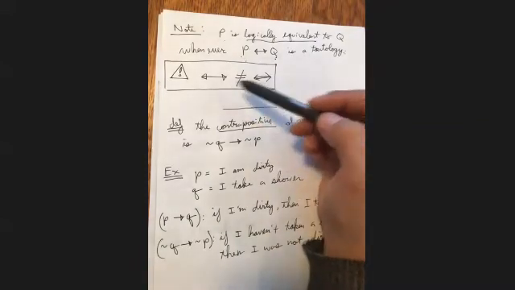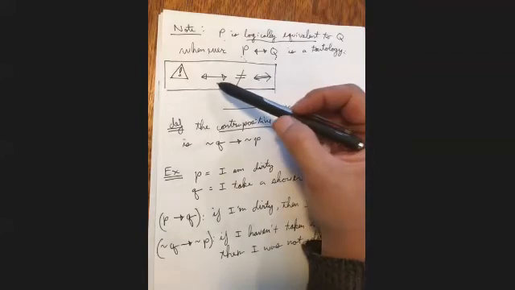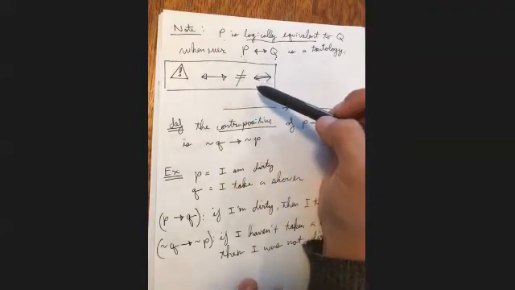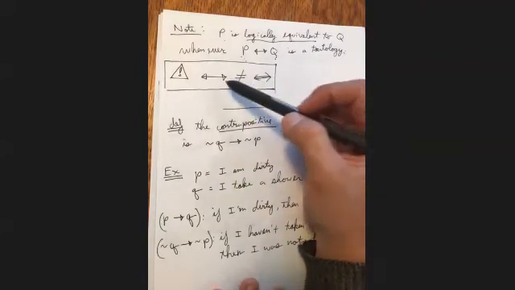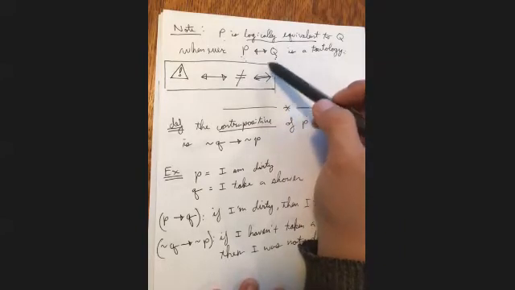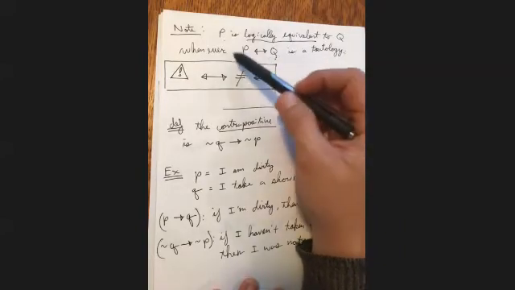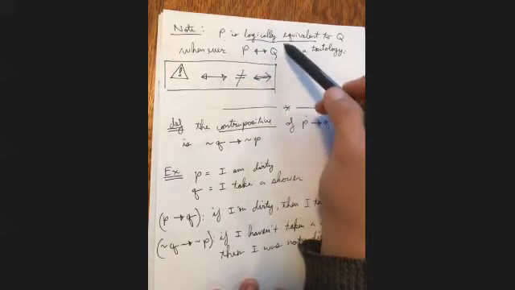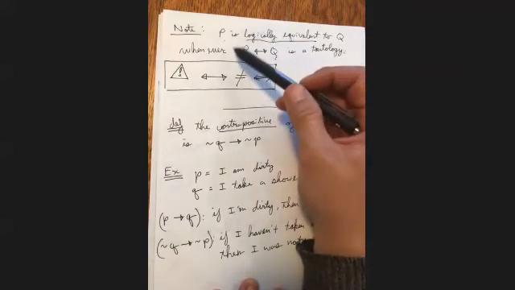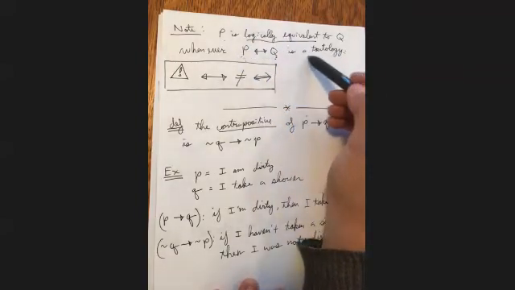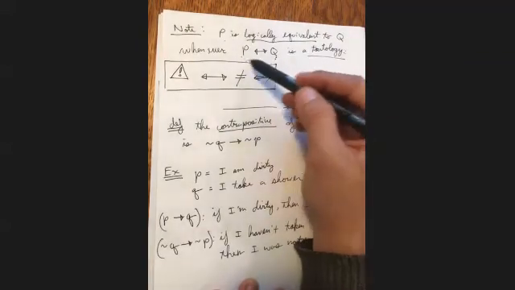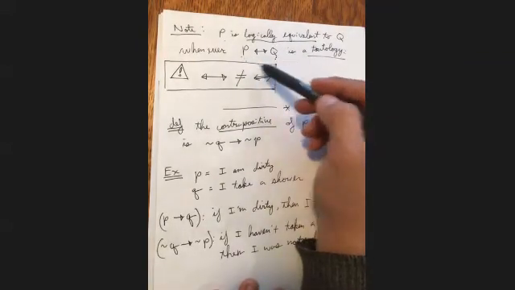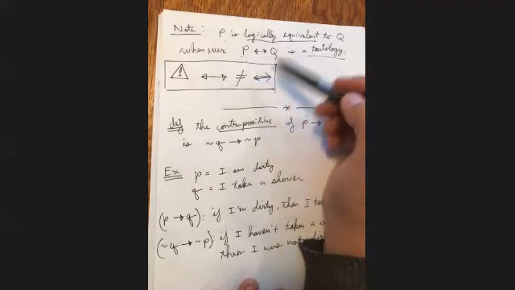So these are not equal symbols. This does not equal that. The only time that these are equivalent is when the statement that the biconditional arrow is applying to is a tautology. So there's no reason that this has to be a tautology. And if it fails to be a tautology, then we cannot substitute this symbol.